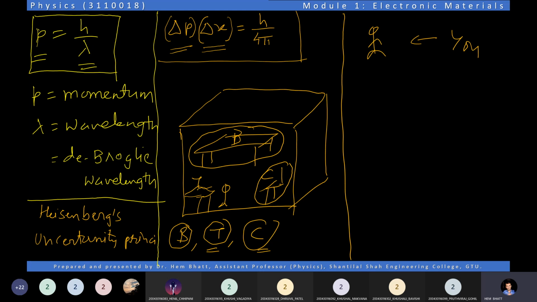But it is all probability based. The probability becomes certain the moment you open the door.